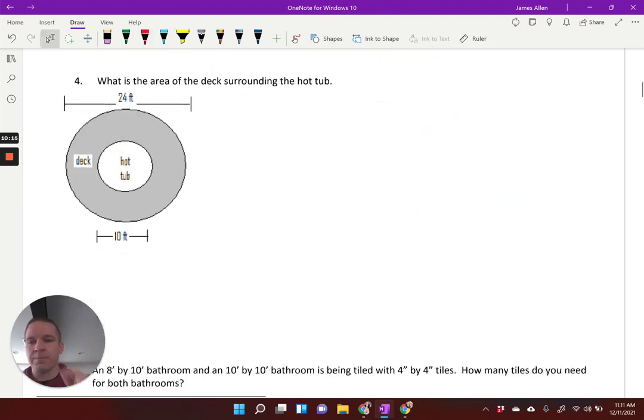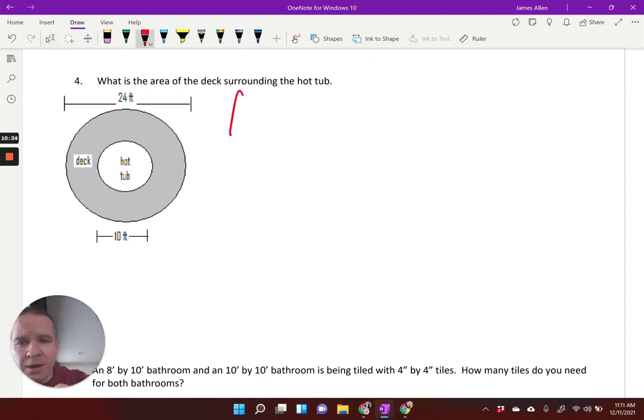Awesome. Number 4. What is the area of the deck surrounding the hot tub? I've got 2 circles here, an outer circle and an inner circle. I want the area of the deck, which is that shaded region there. So if I find the area of the outer circle and subtract the area of the inner circle, then I should be Gucci, as they say.